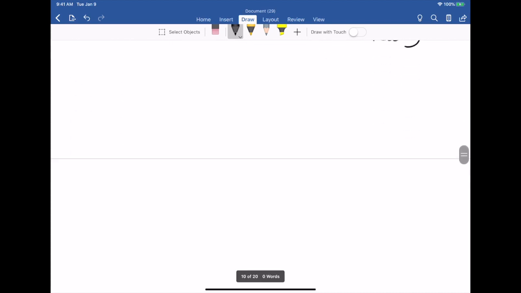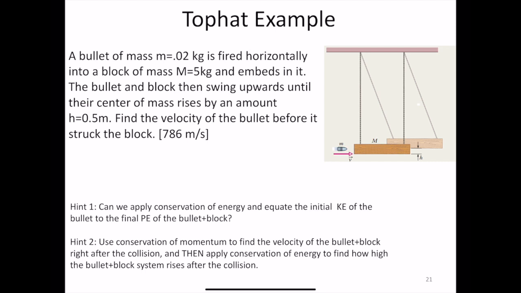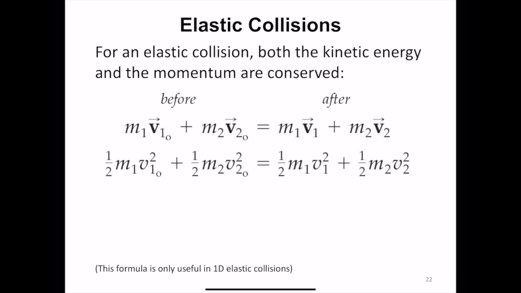All right, the last type of example that we're going to look at is elastic collisions. So for elastic collisions, you have the equation of conservation of momentum as usual. That's true for every collision. But you also have the equation of conservation of kinetic energy. So you have an extra equation for the conservation of kinetic energy.